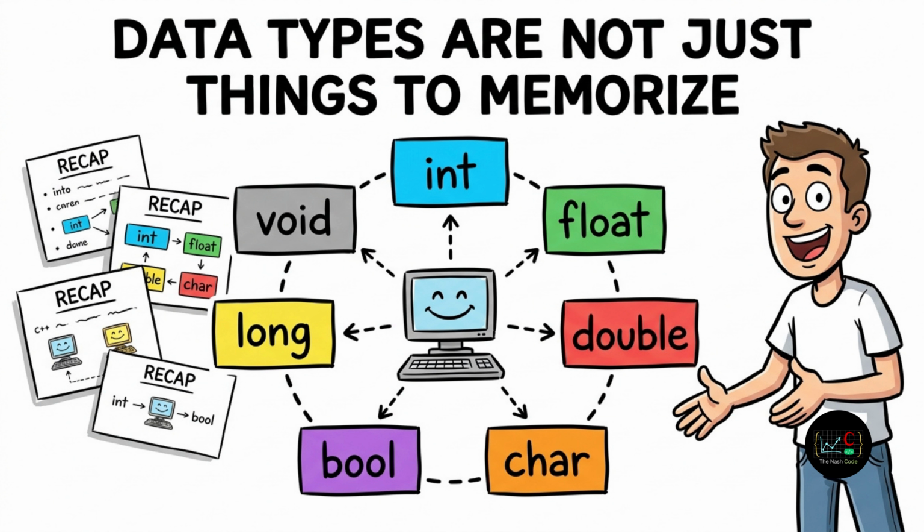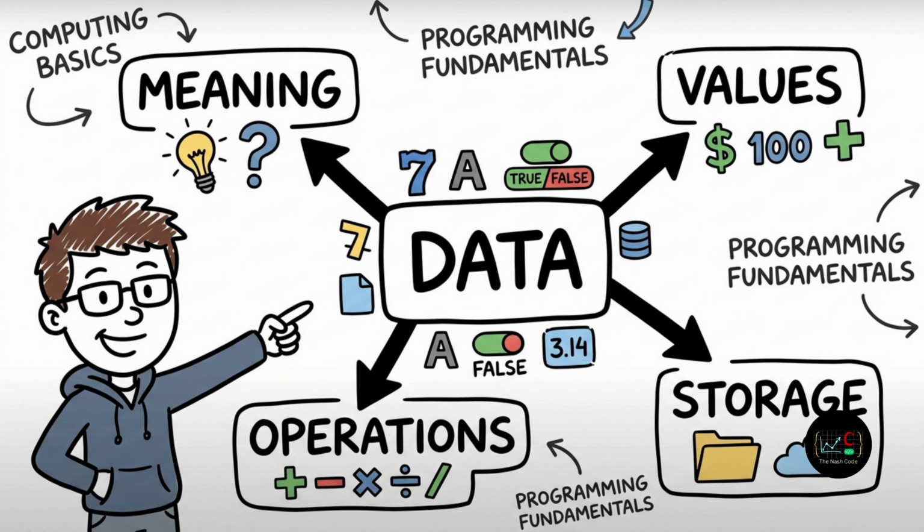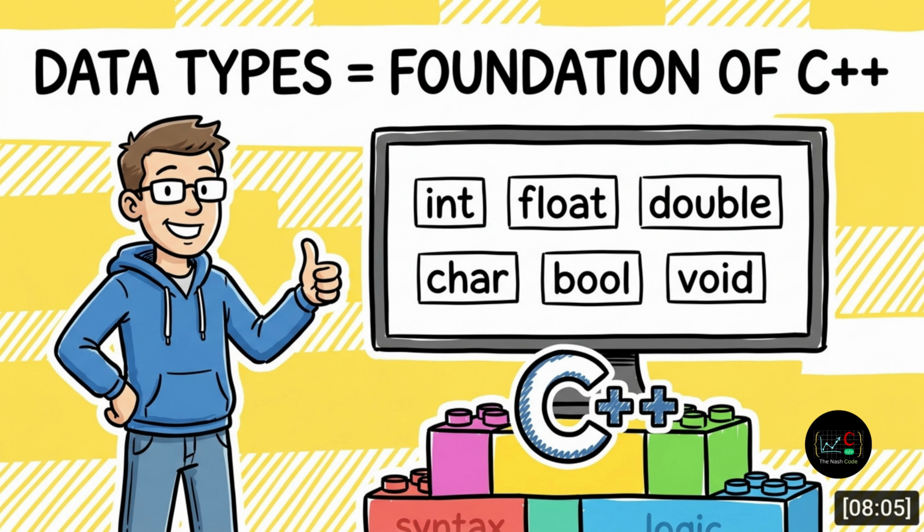Data types are not just things to memorize. They tell C++ what our data means, what values it can represent, what operations make sense, and how that data is stored. And that is why data types are one of the foundations of C++.